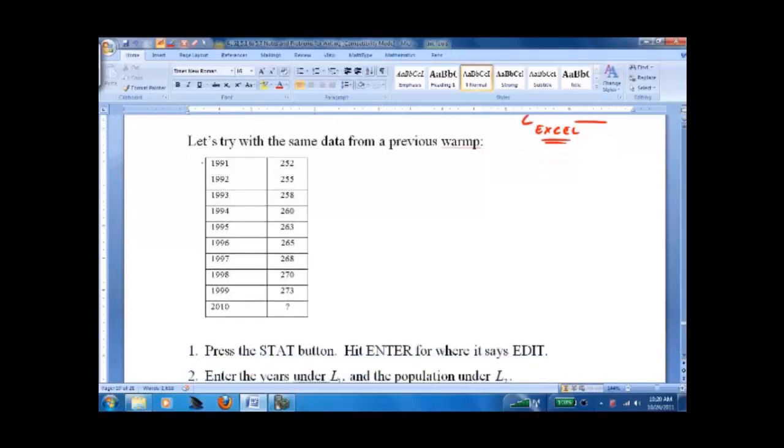So we did not do this in our previous lesson. We did it in a warm-up in class. We know what this is, but people watching the video may not. Let's see if we can do this with the calculator, and then let's see if we can predict. And let's change 2010 to 2011, because it is the year 2011.